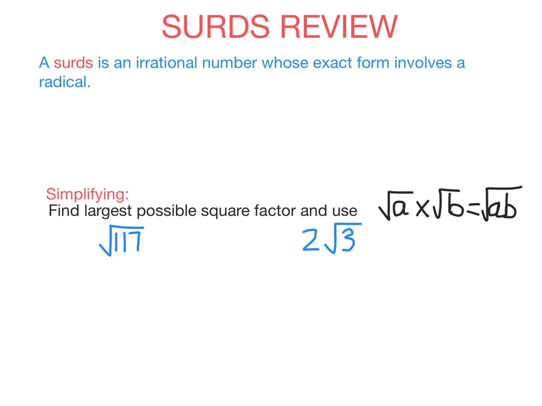Thank you so much for tuning into this video in which we will review surds. So remember, a surd is just an irrational number whose exact form involves a radical. What do I mean by that?